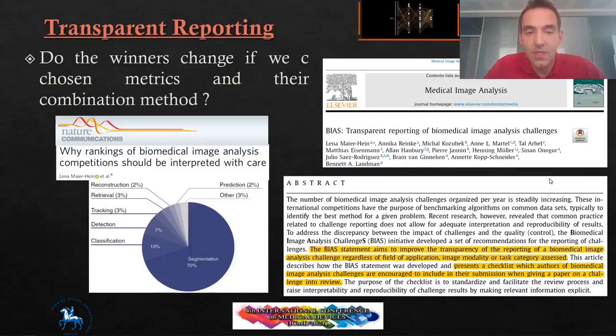Now, since such challenges dominate the field right now, there are also articles which are investigating how transparent the reporting of these results is. So the question is, do the winners change if we change the chosen metrics and their combination method? As I said before, for example, CHAOS is using 5 different metrics to analyze the results, and it combines them by simply averaging, but there are also other methods.